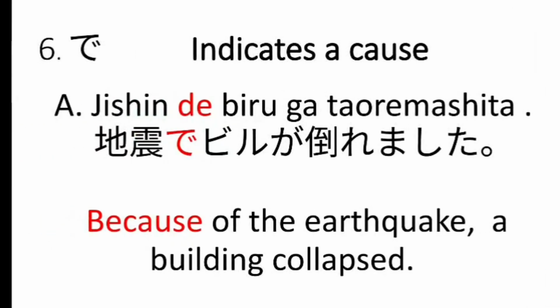And our sixth is de, which indicates a cause. In here we have 地震でビルが倒れました. Because of the earthquake, a building collapsed. So jishin means earthquake. After the cause, why did it collapse? Because of the earthquake. So the cause is the earthquake, jishin. Right after the cause, you put the de particle. So this is our number 6 and our last.